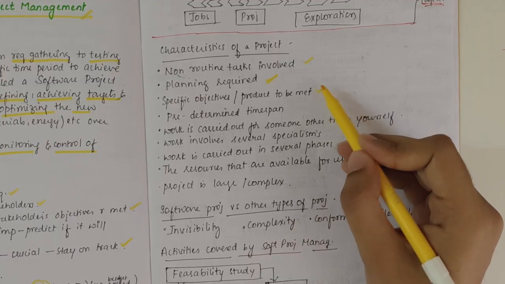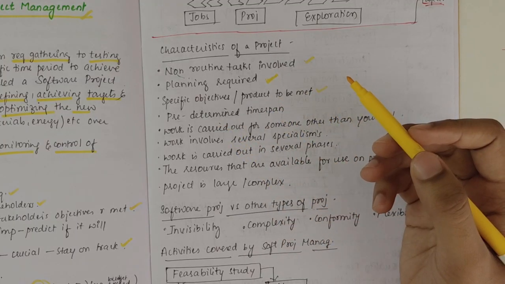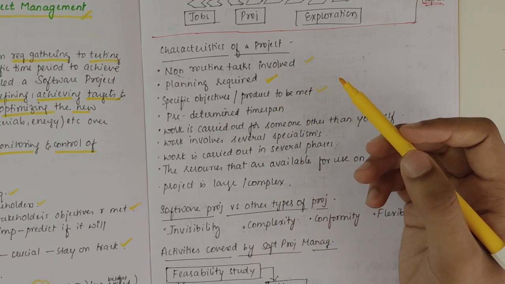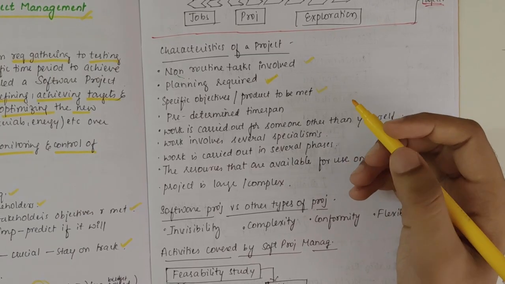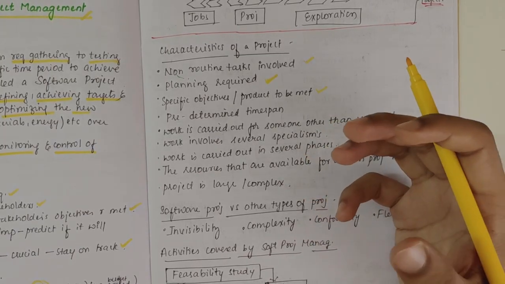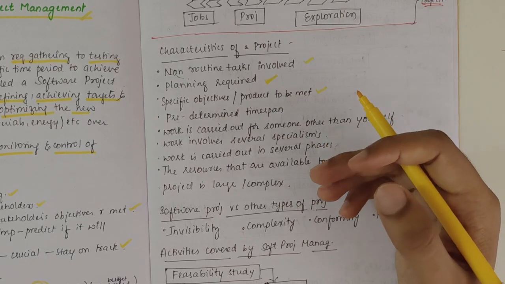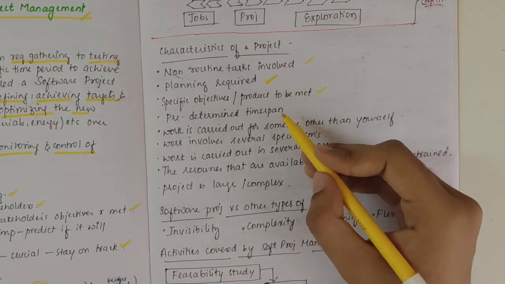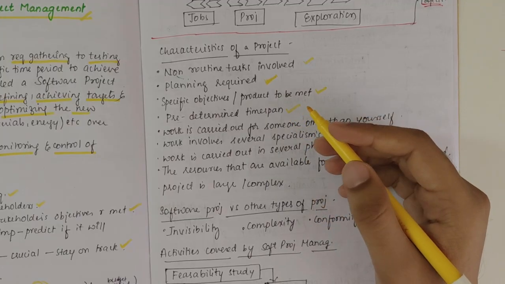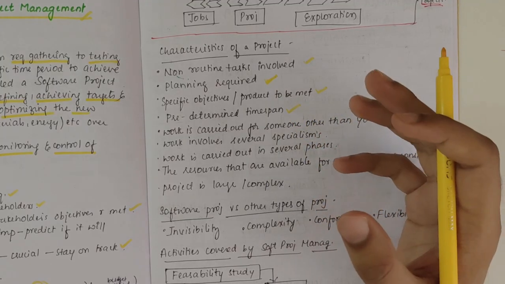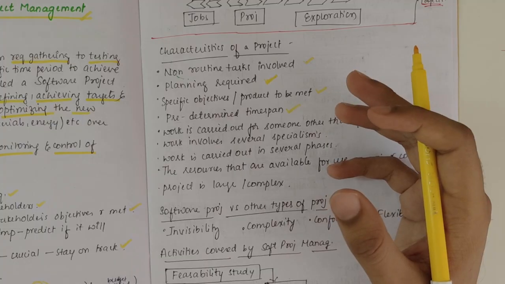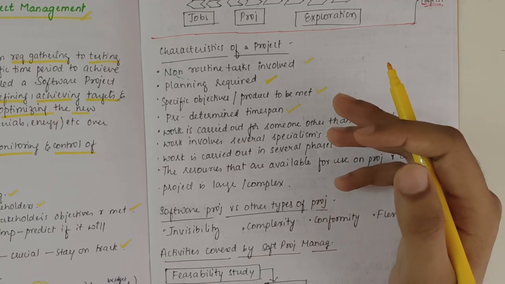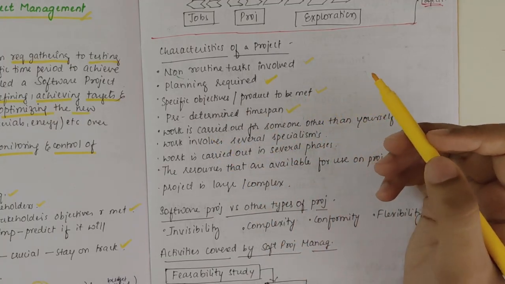So in order to create the website, create the application, extensive planning is required. Then we have specific objectives or product to be met. So objectives: what should be achieved, what is the final goal, and how should our final product be, how should it work, and all of that come under objectives and product to be met. Then we have predetermined time span. That is, to complete the login page we get 1 week of time, then to complete the search functionality we get 1 week of time, and all of that come under predetermined time span.